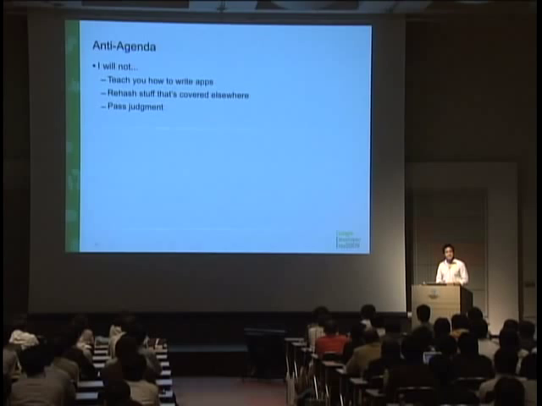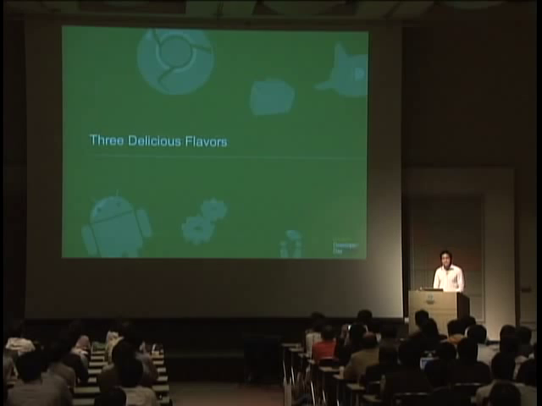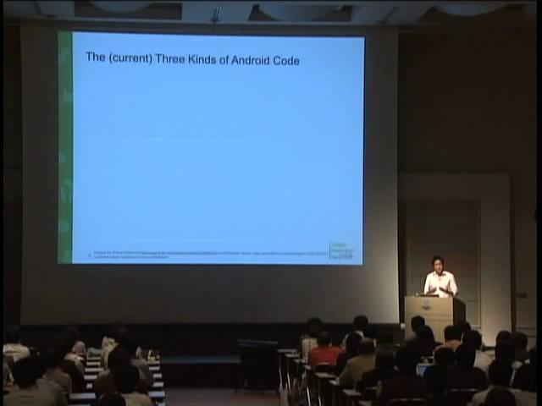So, the three delicious flavors. Let's talk about what they look like and get into some of the details. Currently, there are three different kinds of Android code. The first is managed code.